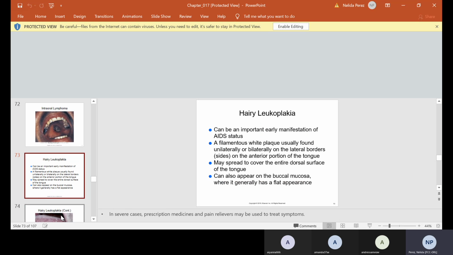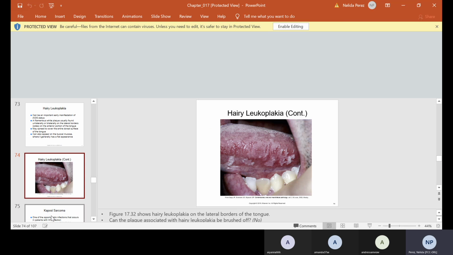Hairy leukoplakia can be an important early manifestation of AIDS status. A filamentous white plaque usually found unilaterally or bilaterally on the lateral borders, the sides, on the anterior portion of the tongue. So uni means one, bi means two. It may spread to cover the entire dorsal surface of the tongue and can also appear on the buccal mucosa, where it generally has a flat appearance. And it looks like this.